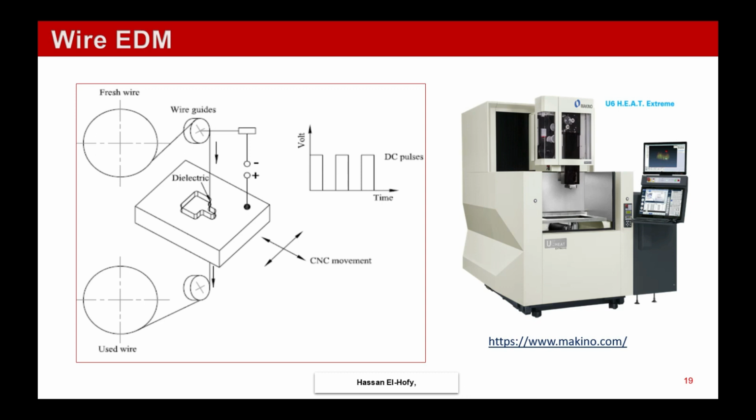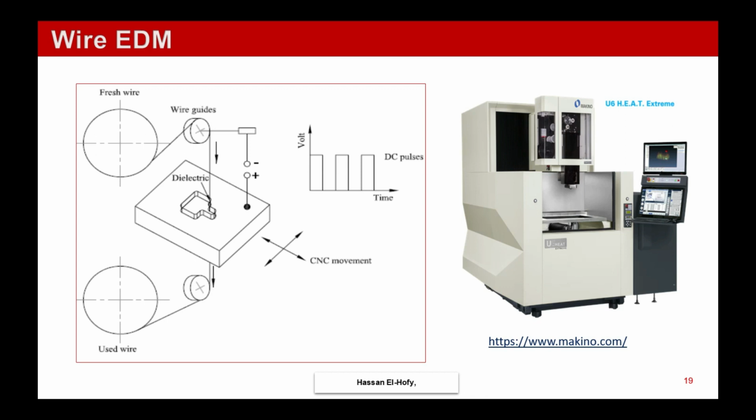Wire EDM is an example of EDM machining, where we use a wire electrode traveling across the machining gap. To the wire, we apply a pulsed voltage and supply the dielectric to the machining gap. Using the CNC movement, we can cut two-dimensional profiles in any conductive material using traveling wire EDM. At the right-hand side, you can see the wire EDM machine with its control system.